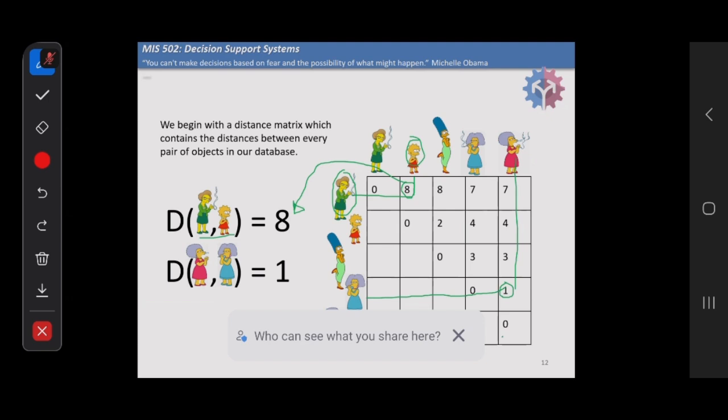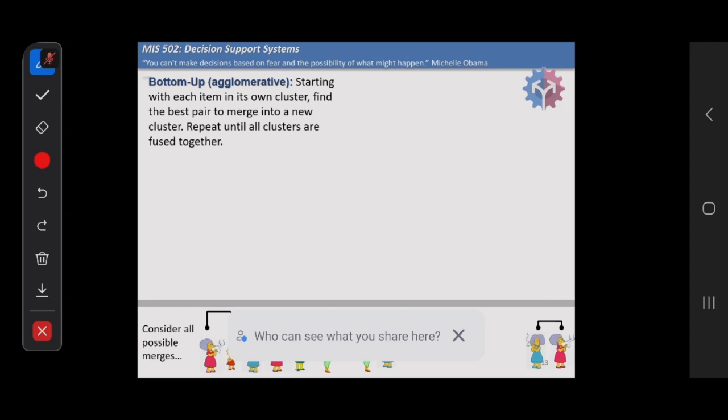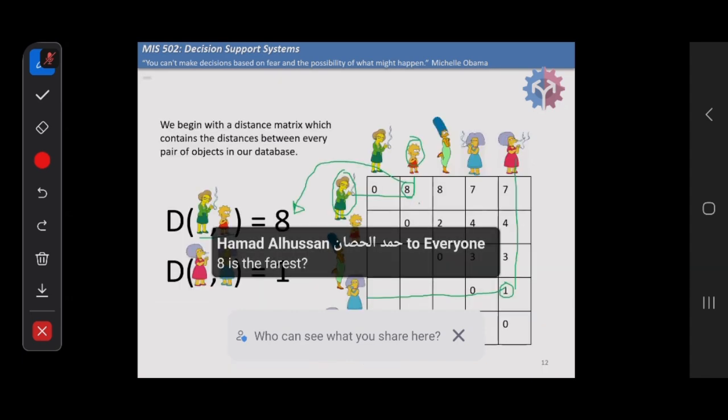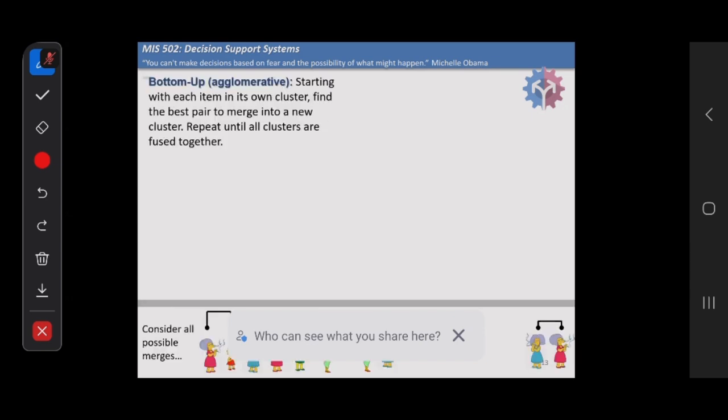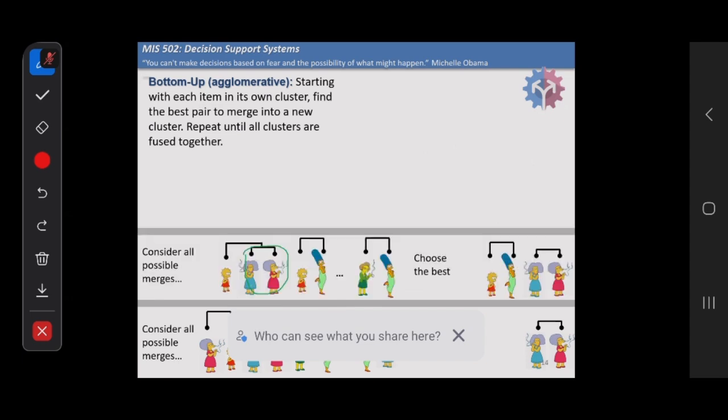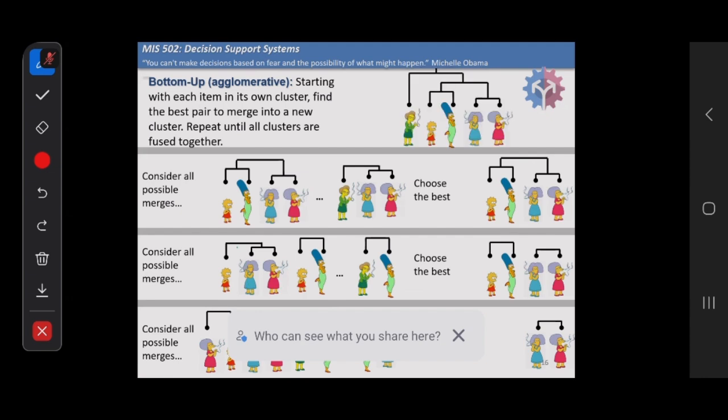So you have to keep looking at the number. Do you see that the distance here was only 1? The second was 2. So you keep comparing. This one was 8, this one was 8, and so you keep comparing and you merge only then the next one. We merged because they were the closest. And then you keep merging the next closer one and the next closer one and the next closer one.